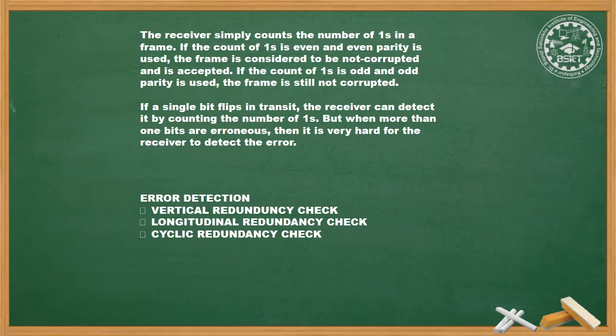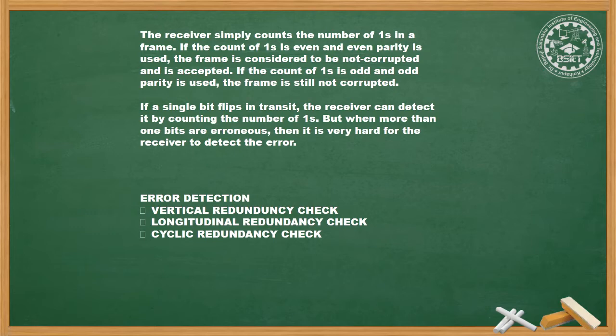The receiver simply counts the number of ones in a frame. If the count of ones is even and even parity is used, the frame is considered to be non-corrupted and is accepted. If the count of ones is odd and odd parity is used, the frame is still not corrupted. If a single bit flips in transit, the receiver can detect it by counting the number of ones. But when more than one bit is erroneous, it is very hard for the receiver to detect the error.